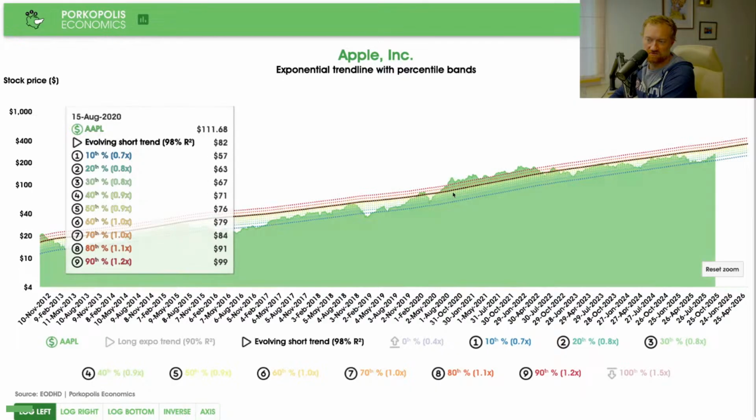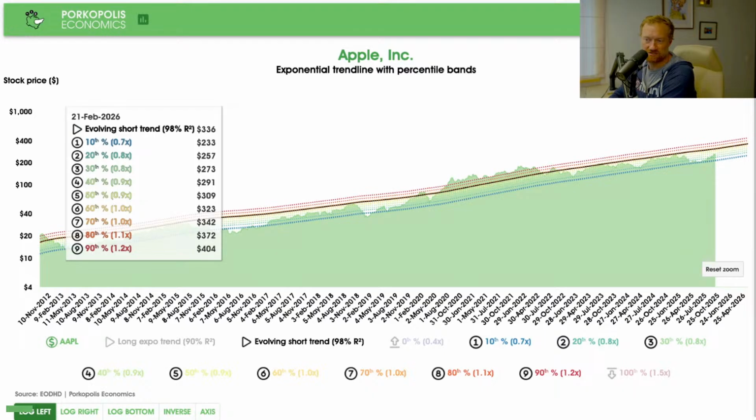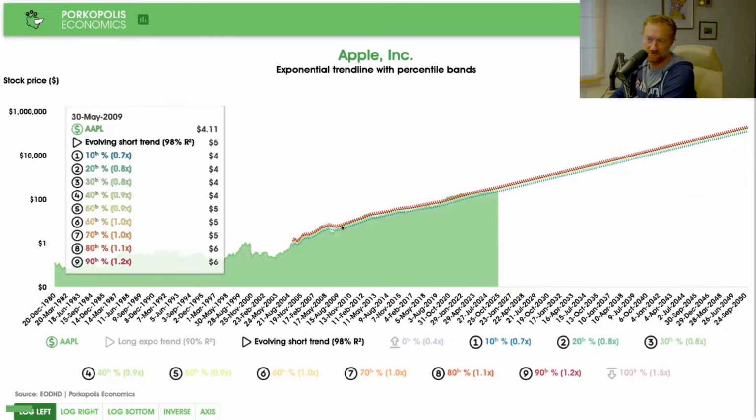Normal stocks have a very specific, very easy to point out exponential growth, i.e. a straight line on log scale.